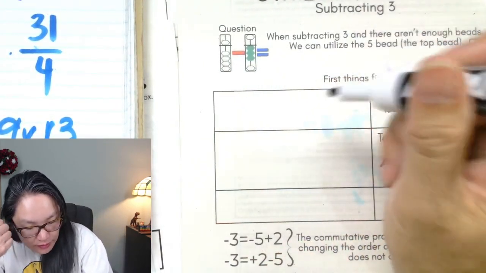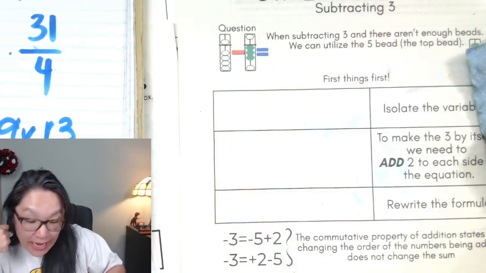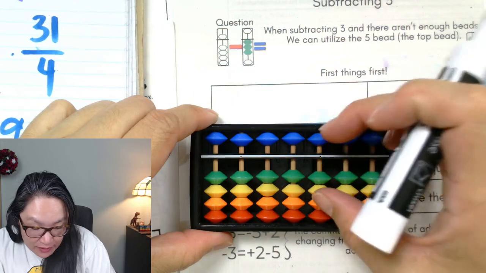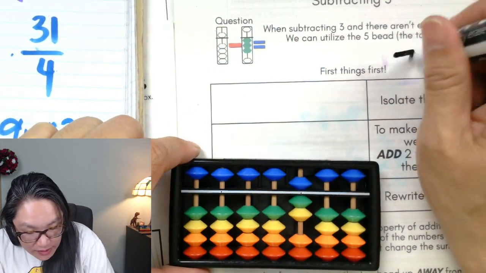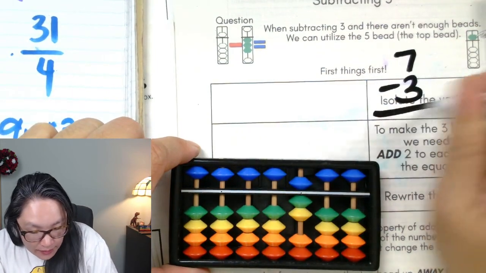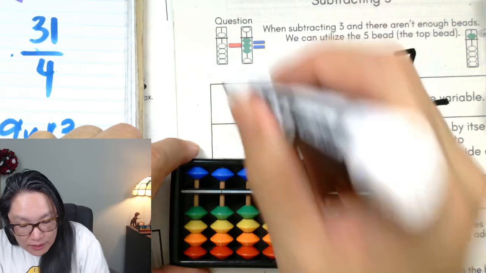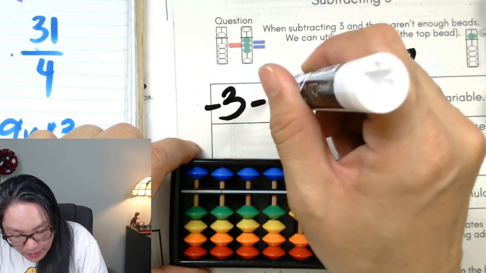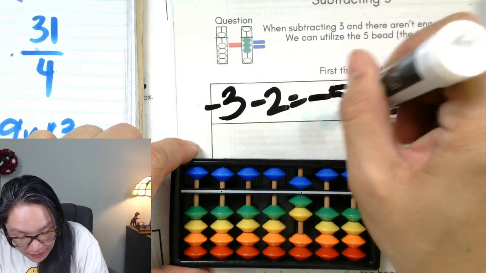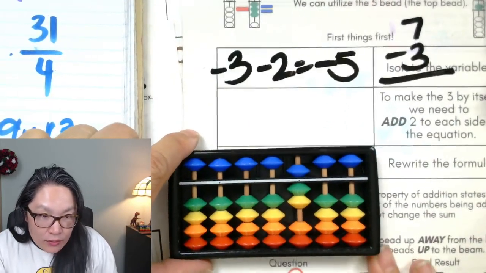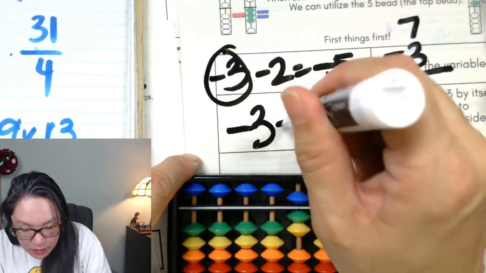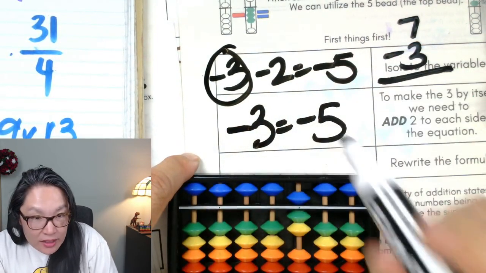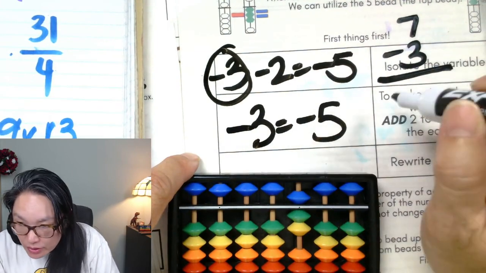So for the 3, let's say I have 7. If I have 7 and I want to take away the 3, I don't have any beads to take away the 3. So my question is 7 minus 3. I know my concept. My concept is minus the 3 minus 2 equals minus 5. If that's okay, then we isolate our variable and we do minus 3 equals minus 5. Again, this is too much. So what are we going to do?